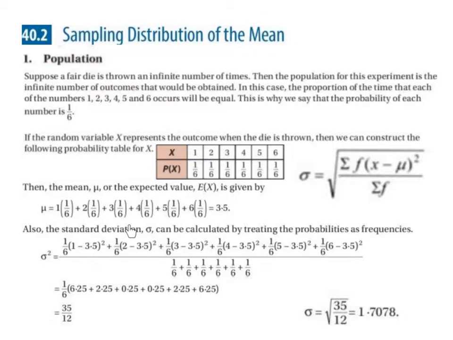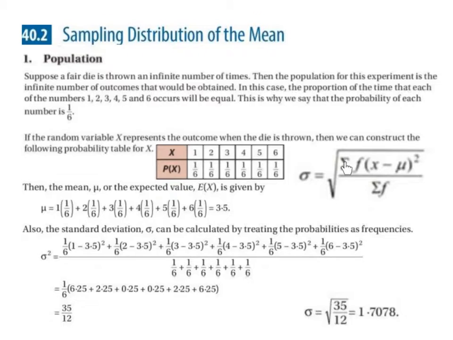Also, the standard deviation can be calculated by treating the probabilities as frequencies. So we're going to use our standard deviation formula. We take our x value, which is 1 to 6. We subtract the mean, which is 3.5. So we see 1 minus 3.5, 2 minus 3.5, 3 minus 3.5, 4 minus 3.5, 5 minus 3.5, 6 minus 3.5. Then we square it. And then we multiply it by our frequency, which in this case is our probability, a sixth. So we have a sixth in front of each of our brackets.